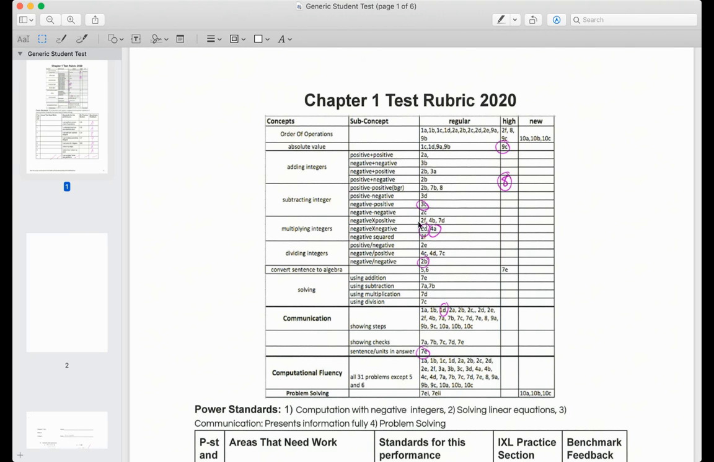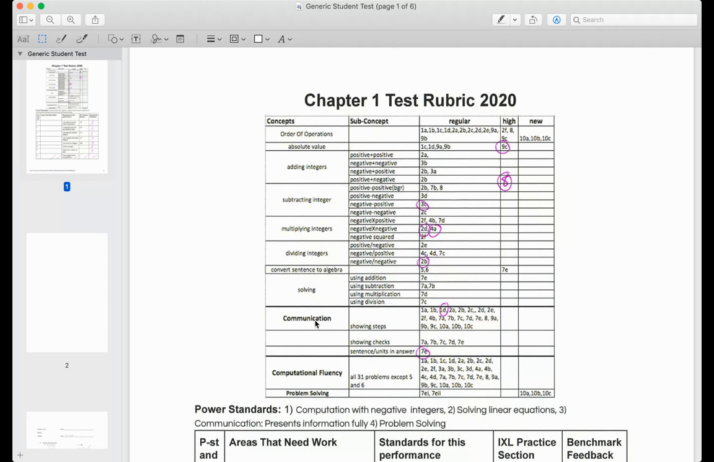And so you can see that this person had some difficulty with adding and subtracting integers here, one problem in absolute value, a couple problems with multiplying integers, and one with dividing integers. That's basically all of the conceptual ones that we have here.